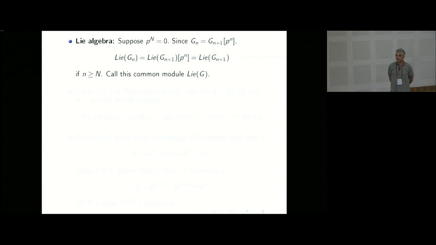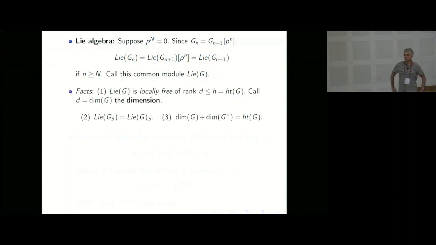But as long as n is greater than or equal to capital N, this is everything, right? Because p^n kills R. So this thing stabilizes, and you call this common module Lie G. Later on, we will go to the limit, but when p is only topologically nilpotent. And this, as I said, is very well behaved. It's a locally free module of rank d that is less than or equal to h.